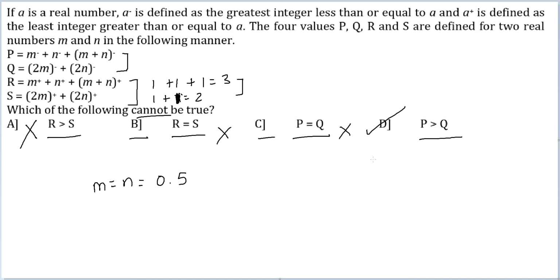Let's also try it for the same set of values. m is equal to n is equal to 0.5. They can be equal to each other, that I know. m minus would be 0, n minus would be 0, and m plus n would be 1. 2m would be equal to 1, and 2n would be equal to 1. Yes, P is not greater than Q. In fact, the reverse is true. Q is greater than P. So the answer should be option D.